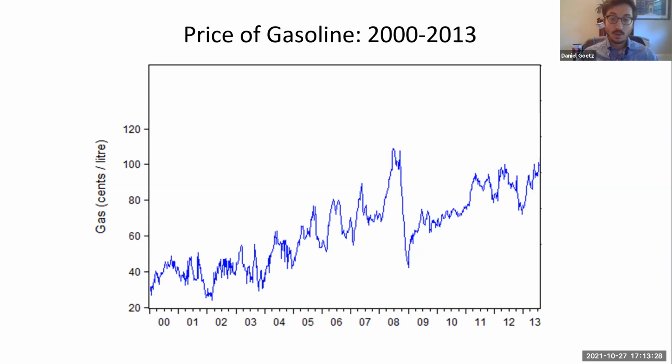And here we see a nice blast from the past, when in 2000 the price of gasoline was about 40 cents a liter. And it's been going up since then, but it bounces around quite a bit. So let me ask you guys, why do you think the price of gasoline is moving in this way? It's going up, but why does it have all these wiggles? Yeah, it's very high right now. It's off the y-axis. Why do we have all these wiggles in the price of gasoline?